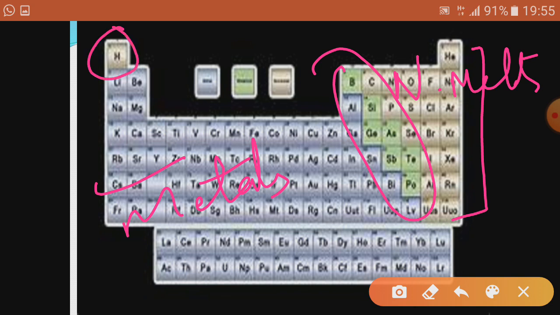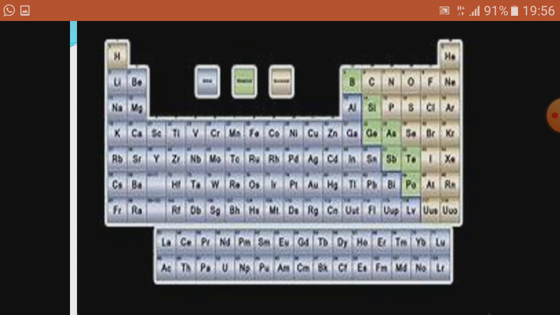So the purple boxes on the periodic table are showing the metals. Then these yellow boxes are non-metals, and green boxes are the metalloids. Metalloids are the elements which possess some of the properties of metals and some of the properties of non-metals.